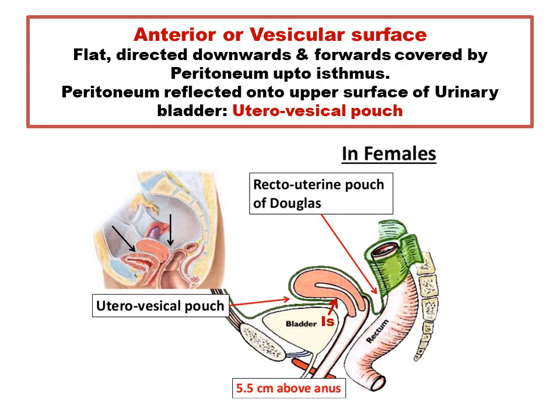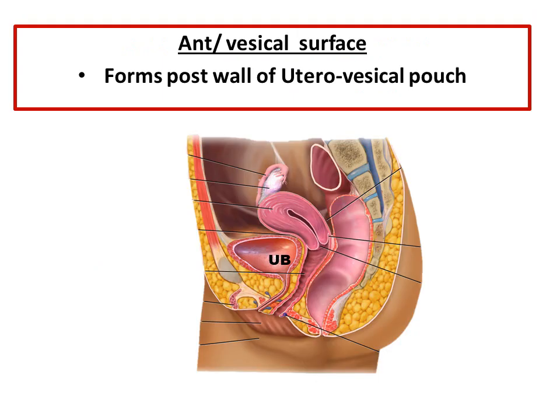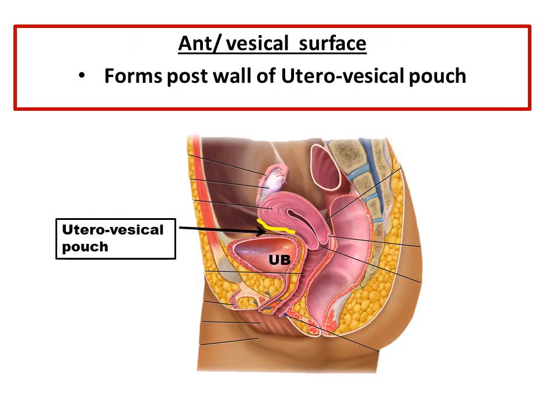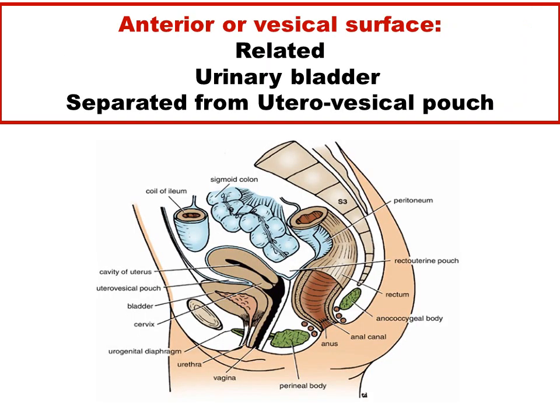Now coming to the anterior surface or the vesical surface. It is flat, directed downwards and forwards, covered with peritoneum only up to the isthmus, that is up to the internal os. And from here the peritoneum is reflected onto the upper surface of the urinary bladder, forming a pouch, and that is the uterovesical pouch. So the anterior or vesical surface therefore forms the posterior wall of the uterovesical pouch.